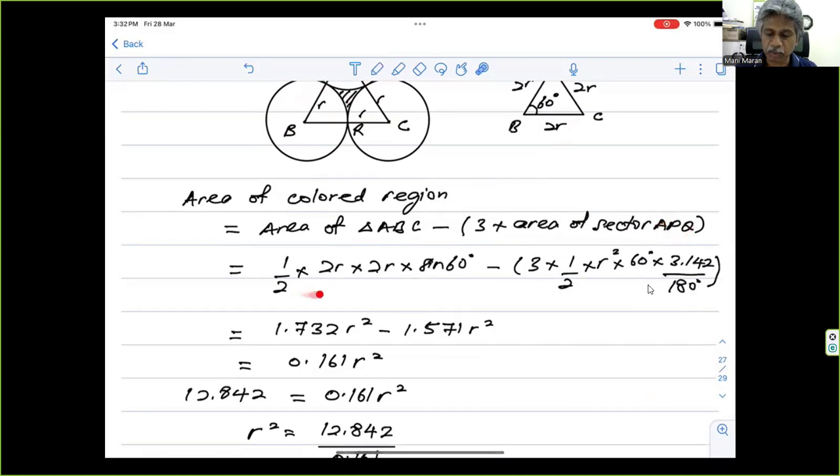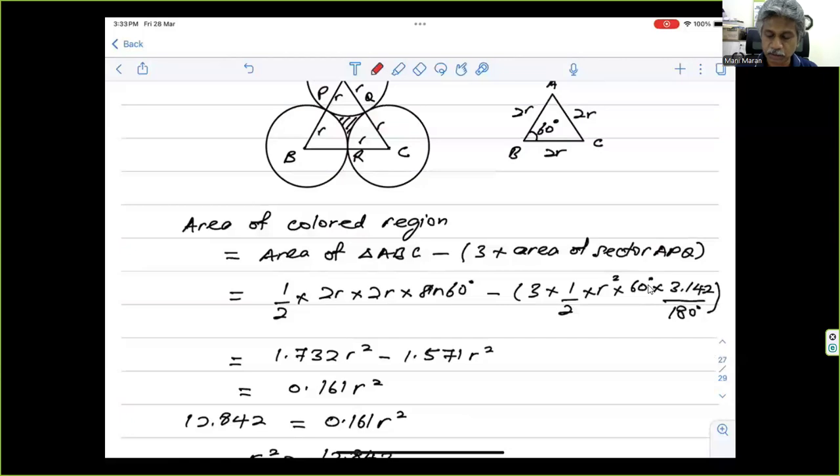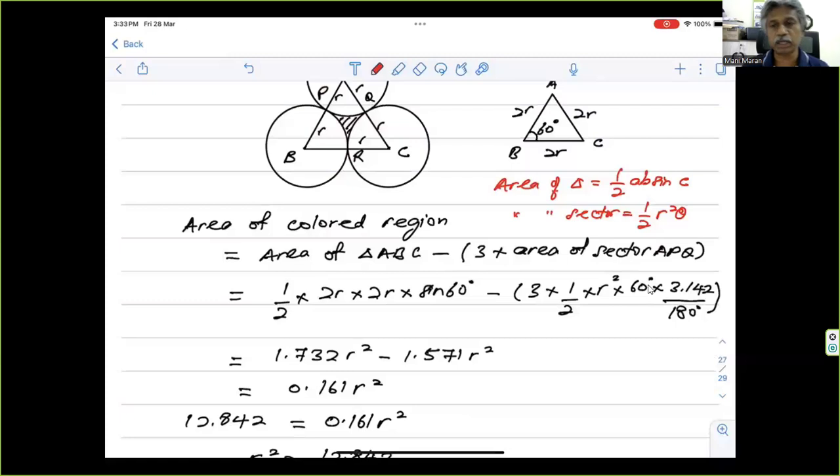For the area of triangle, remember the formula we learned earlier. This is something that you should have in your head. Area of triangle is half AB sine C. And area of sector is equal to half R square theta. We are using the same formulas over and over again, so you'll be able to remember this very easily. Area of triangle, half AB sine C, and area of sector is half R square theta.